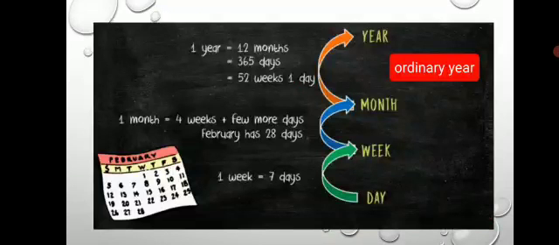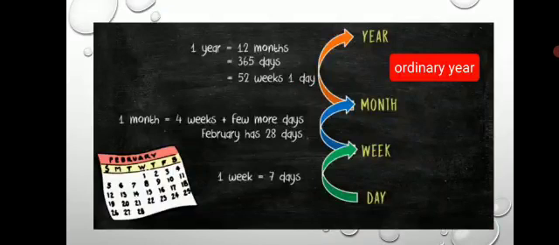A calendar has days, weeks, months and year. 1 week is equal to 7 days. 1 month is equal to 4 weeks plus a few more days. The month of February has 28 days while other months have 30 or 31 days. Children, this was all about an ordinary year.